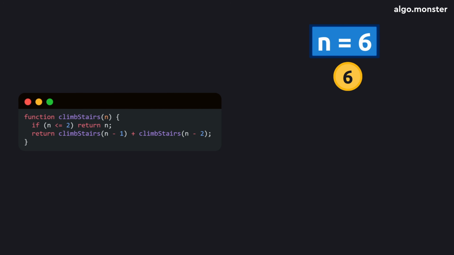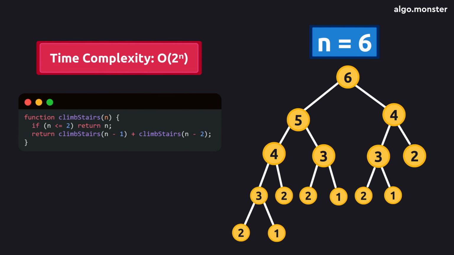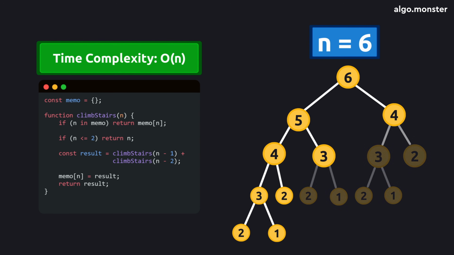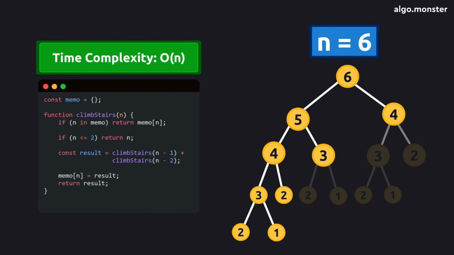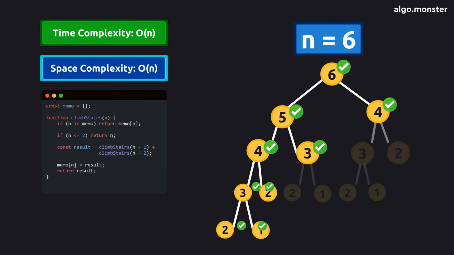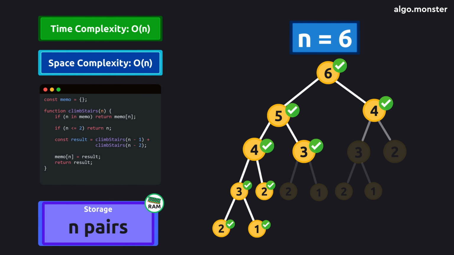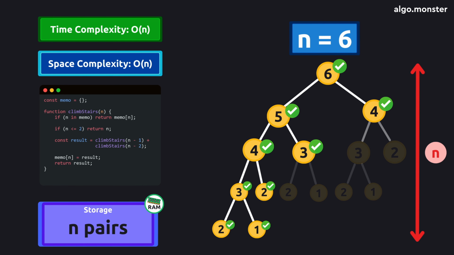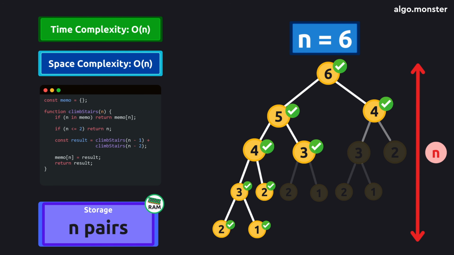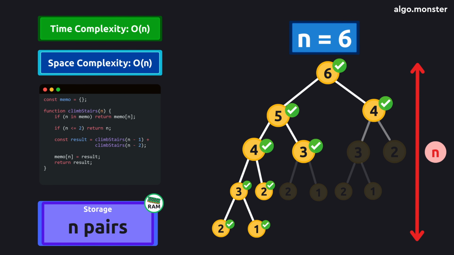Without memoization, this algorithm has exponential time complexity, but with memoization, the time complexity drops to linear, O of n, because we compute each step only once. And since there are only n steps, the total work is linear. The memory usage is also O of n. We store at most n values in the hash map, and the recursion depth will never exceed n either. Because of this, memoization is a core technique used in many algorithms and is extremely common in interviews.